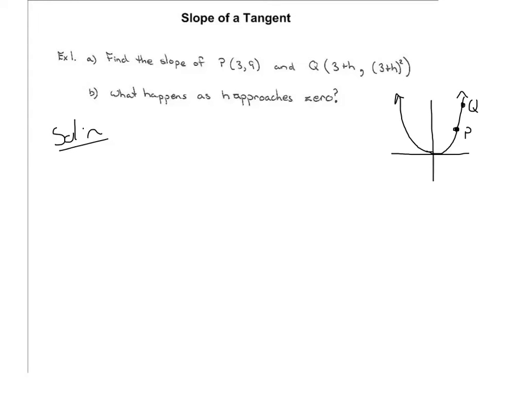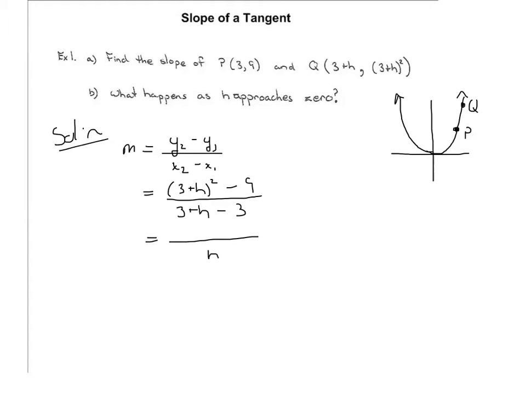And of course, since we're looking for slope, we are looking for y2 minus y1 all over x2 minus x1. And if we use our PQ in this case, we'll have our y2 being (3 plus h) all squared minus the 9, all over 3 plus h minus 3. And we'll notice in the denominator we get just a single variable of h. And if we multiply the numerator out, we'll have 9 plus 6h plus this h squared minus 9.